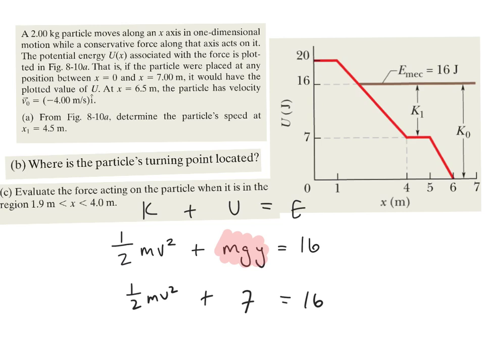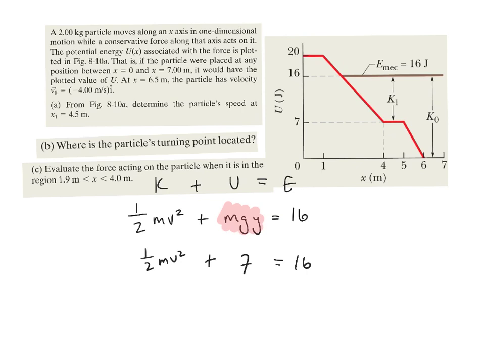Again, because the governing equation we started with was kinetic plus potential equals total. And the potential in this case is 7. So that sounds like a good approach to take. And then we're looking for the particle's speed at that moment of when x1 is 4.5.